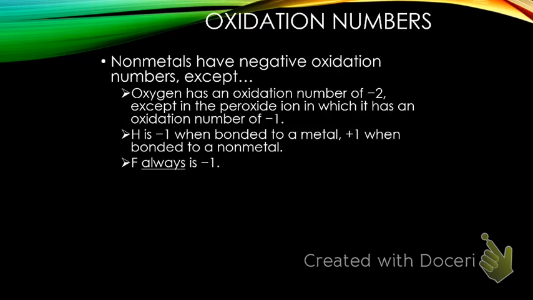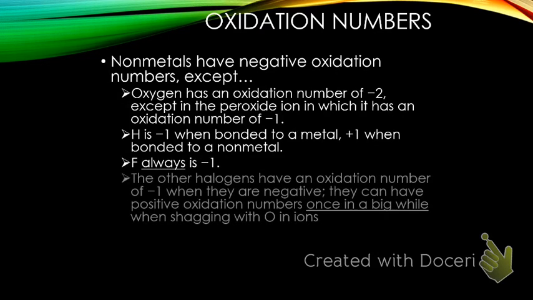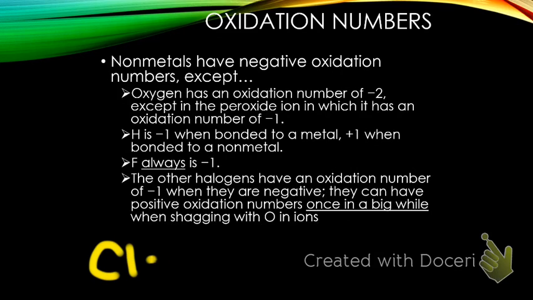Fluorine is always -1. All the halogens, like chloride, bromide, chlorine and bromine, and so on, they are going to be -1 unless they are bound to an oxygen ion. So for example, if you have some type of bond that looks like this, a chlorine bound to an oxygen, this chlorine may have an oxidation number of something other than -1. In fact, it will have a positive oxidation number. So like in perchlorate and chlorate anions.